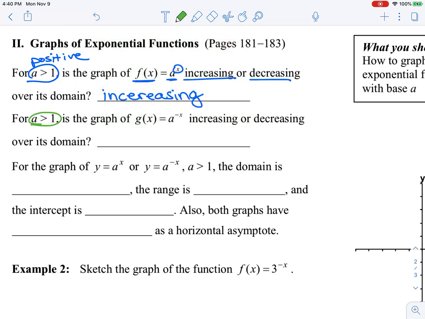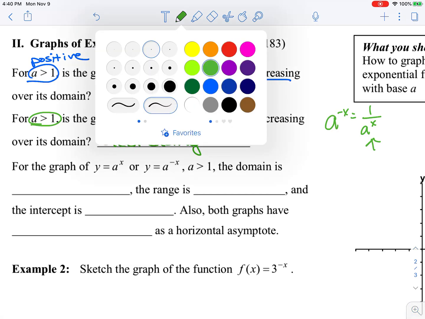What about if a is positive and we look at the graph of a to the negative x? Is it increasing or decreasing? Remember, negative x is like saying 1 over a to the x. As x gets bigger, your denominator is getting bigger, which means your overall value is getting smaller. So we call that decreasing. As x gets bigger, our overall value for g of x or f of x is going to get smaller and smaller and approach 0.